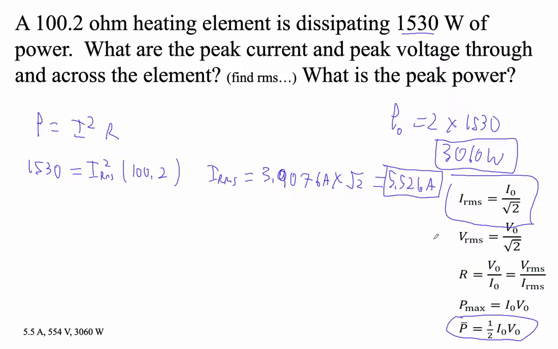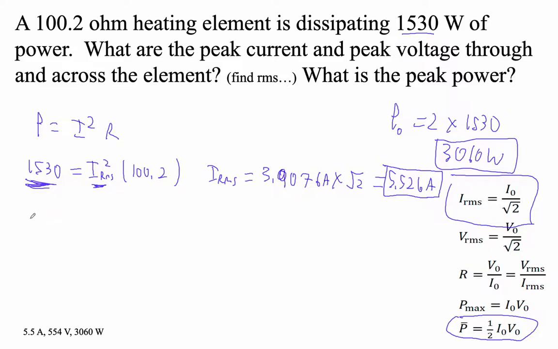Okay, so again, I found the RMS using this, because if this is the average power, then if I do this calculation, I will get the RMS, the sort of averagey current. And then I go from the average to the peak by just multiplying by square root of 2. To go from peak to average, you divide by the square root of 2, but to go from average to peak, you multiply by the square root of 2. It's just the reciprocal. Okay, so let's find the peak voltage.